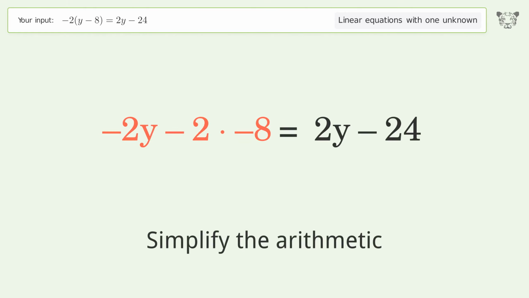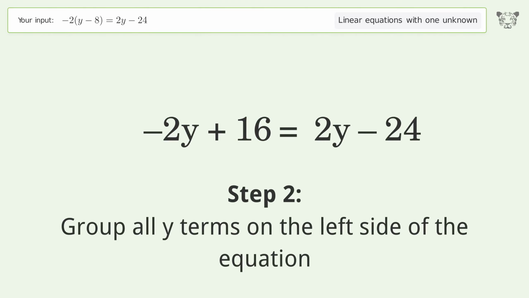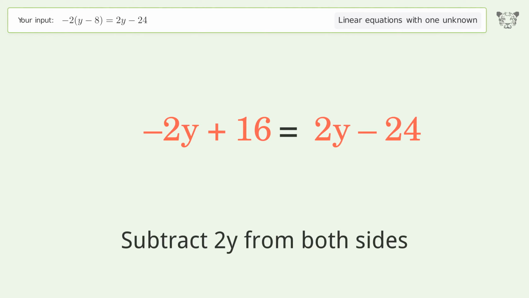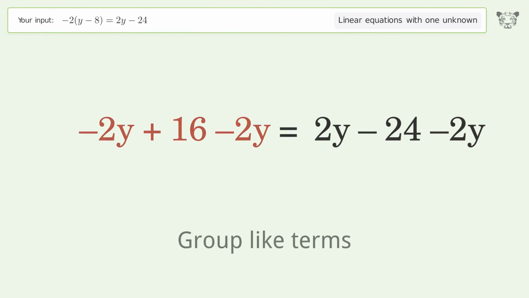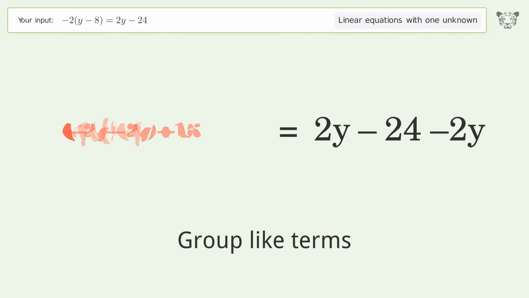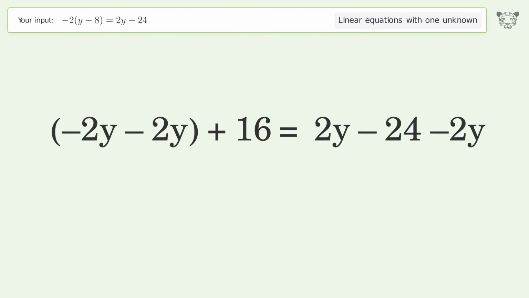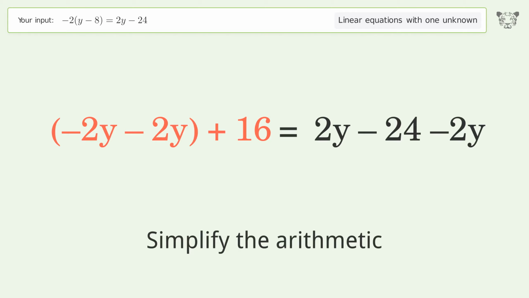Simplify the arithmetic. Group all y terms on the left side of the equation. Subtract 2y from both sides. Group like terms. Simplify the arithmetic.